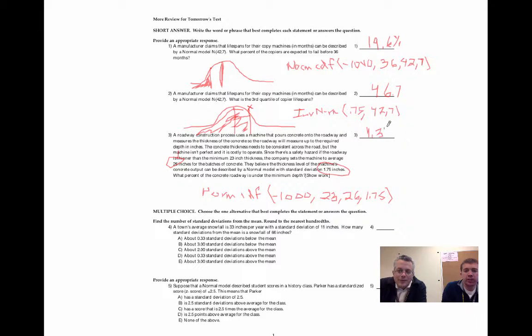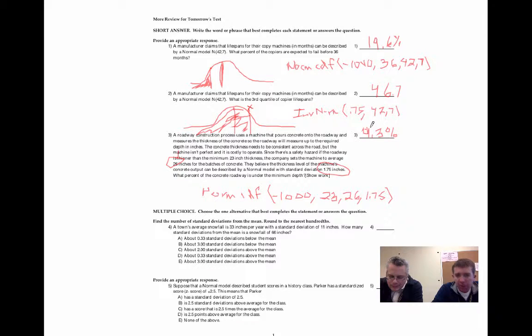I'm not sure I'm comfortable with 4.3% of the road being bad. I would have actually thought it would be higher. But maybe that's an acceptable tolerance. Who knows? But that's the answer to the question. All right. Multiple choice. We like these.